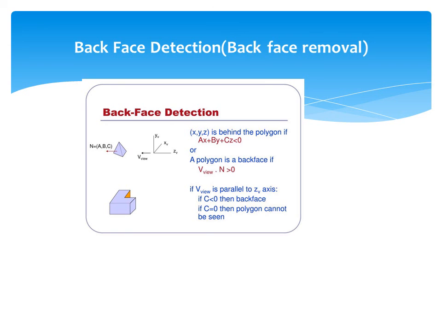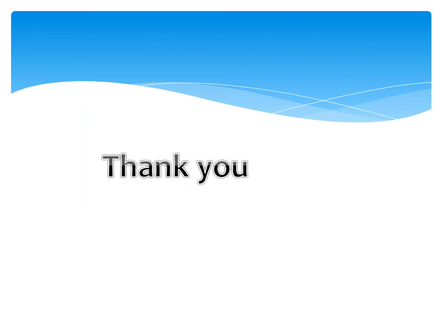Next, if the viewing vector is parallel to the z axis, then there are two conditions. If the z component is less than 0, then the polygon is a backface. If it is equal to 0, then the polygon cannot be seen. So I hope this helps you understand the basic concepts of backface removal. Thank you for watching.